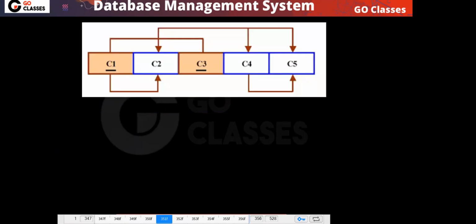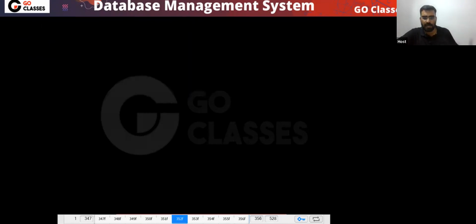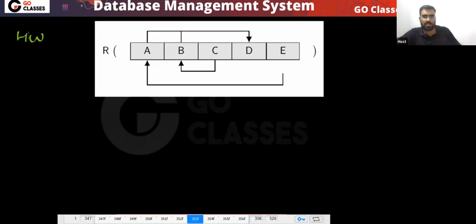What about this one? Is this relation in 3NF? Can I give this as homework? Okay, take this as homework. Let's take this also as homework. Take some questions as homework.